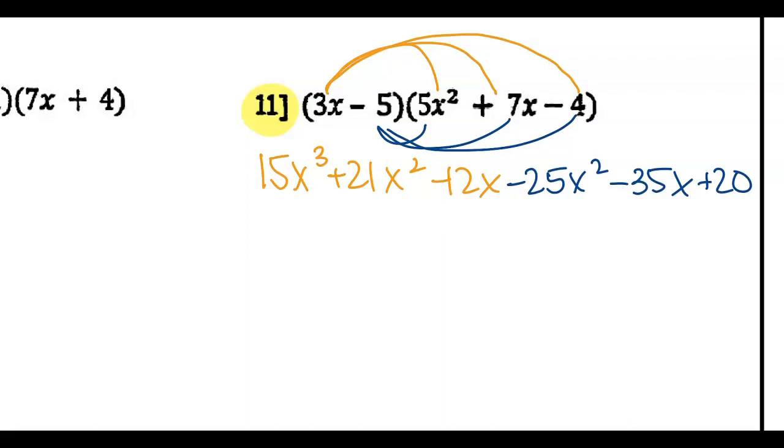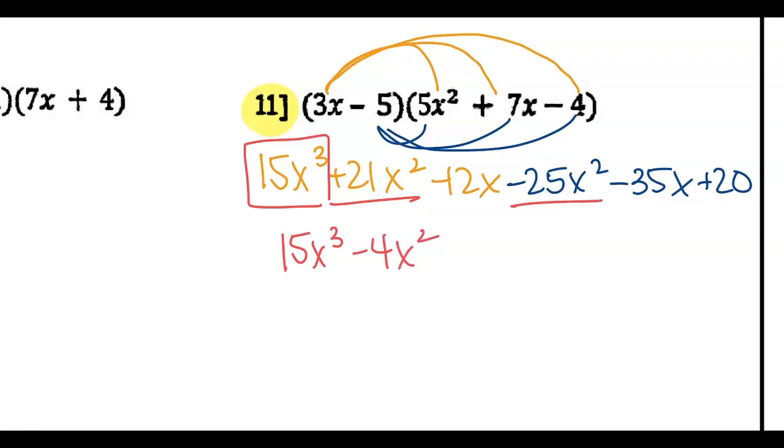So from here, just like we did on the last question, I'm going to try to combine my like terms. So the x cubed, there's no other x cubed, so we're going to keep this as 15x to the 3rd power. I'm going to have x squared. I can combine those. 21 minus 5 is negative 4x squared. Negative 12 minus 35. What is that going to give me? 47x.